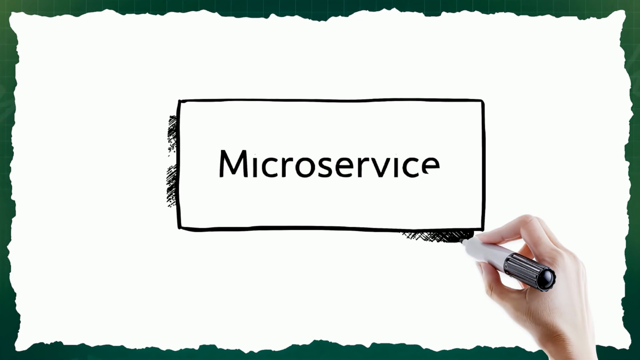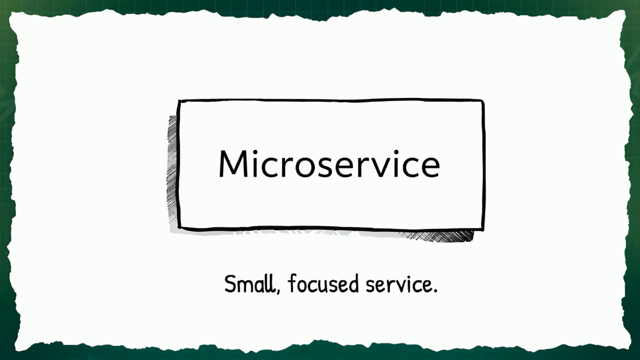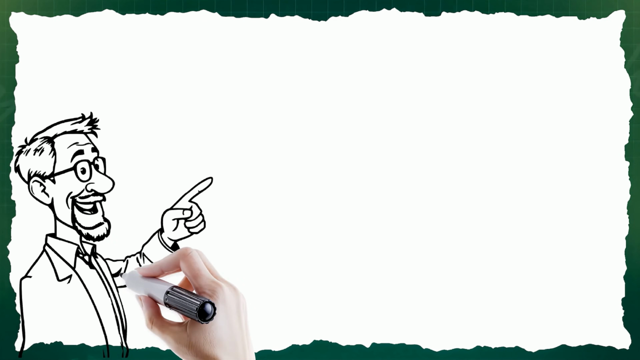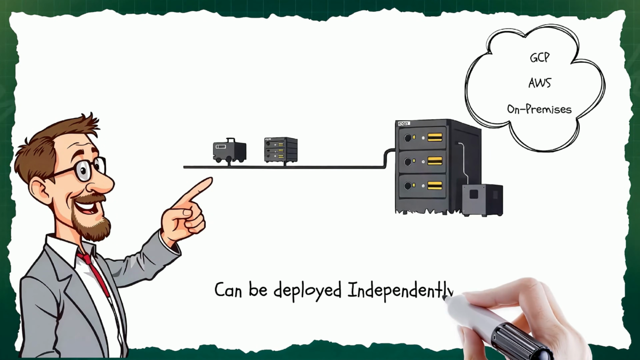Before we write any code, let's align on what we are building. A microservice is a small focused service. It has its own business logic, it has its own data, and it can be developed and deployed independently. In this series, our microservice will manage video data. That means we'll support creating, reading, updating, and deleting videos.